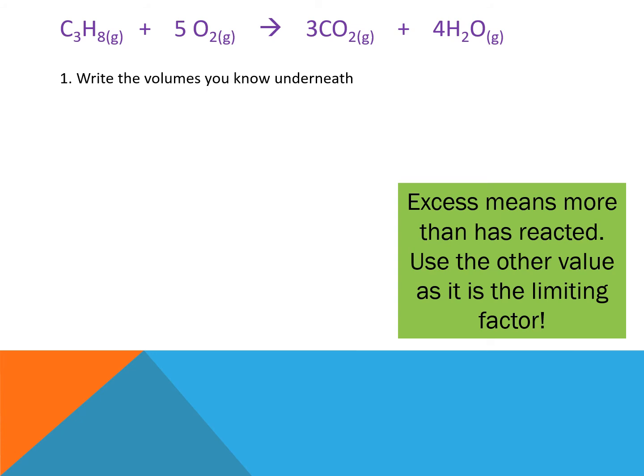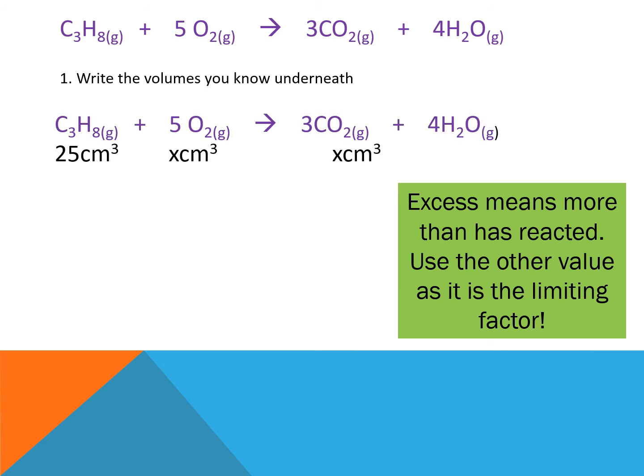So the first step for us to do is to write the volumes we know underneath. We've been told that we have 25 centimeters cubed of propane. There were originally 200 centimeters cubed of oxygen added. But look at the green box here. We were also told it was an excess. And excess means there's more there than has reacted. So here 200 was put in, but not 200 was used. So we've got to use the 25 centimeters cubed of propane as the limiting factor. It's the one we're using.